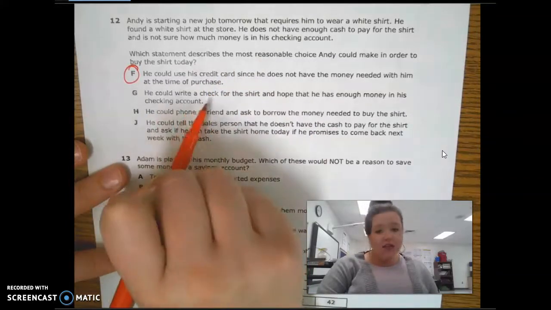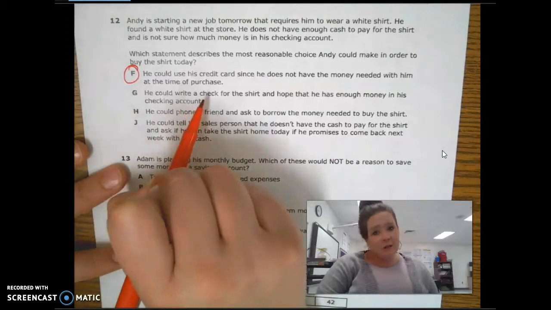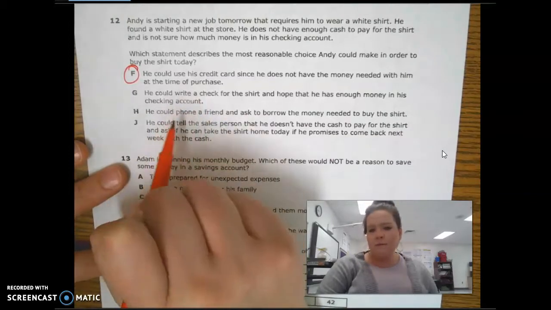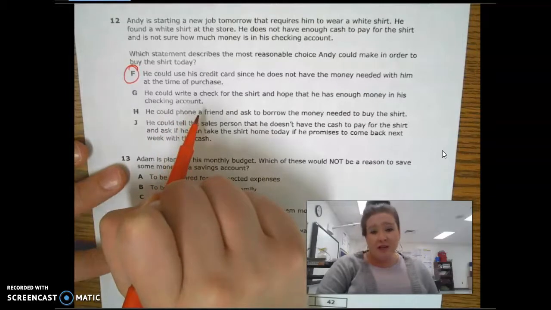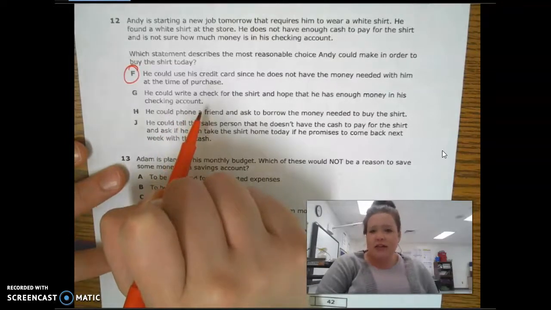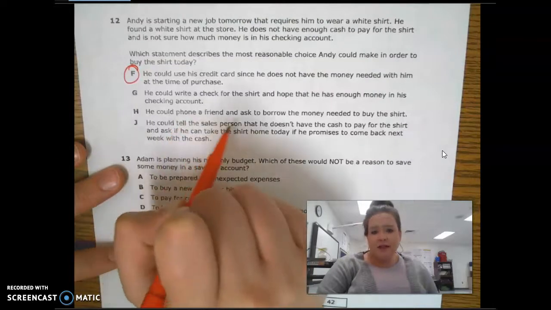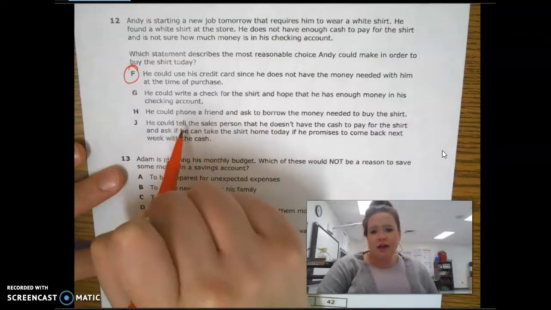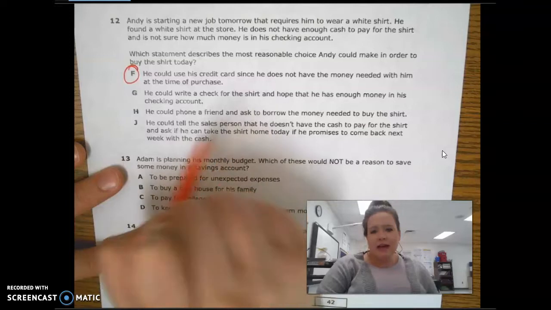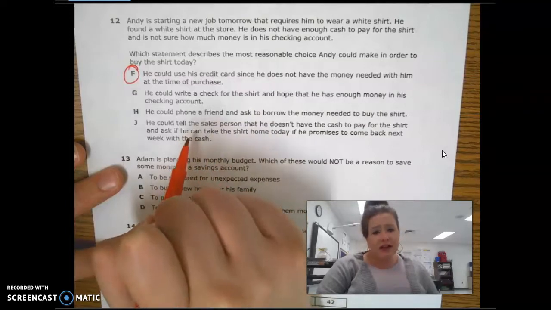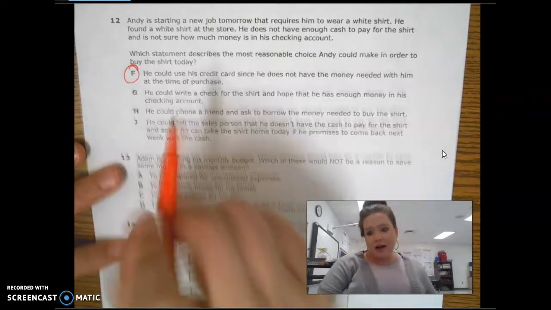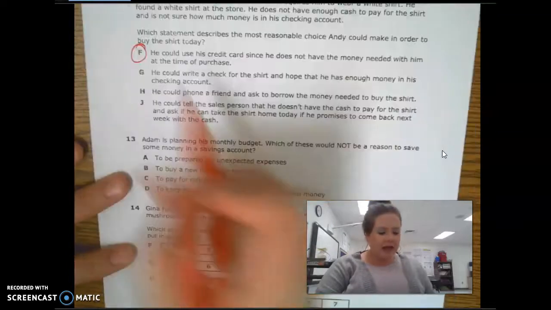He can't write a check because if he doesn't have enough money in his bank account, the check is not going to work. You're not going to phone a friend because he's at the store. He needs to do it. And that's not very reasonable. And he can tell the salesperson that he doesn't have the cash to pay for the shirt and ask if he can take the shirt home today and promises to come back the next week with the cash. A person at the store is not going to do that. Okay? Letter F was the most reasonable choice.